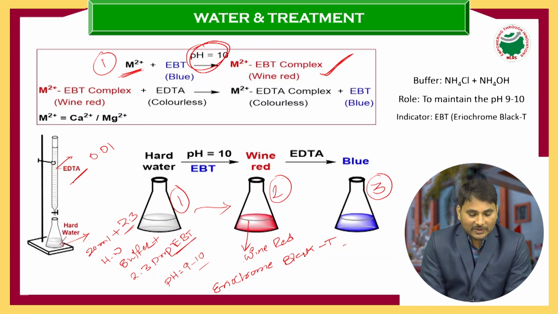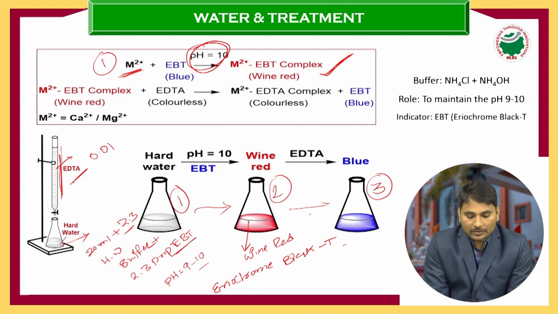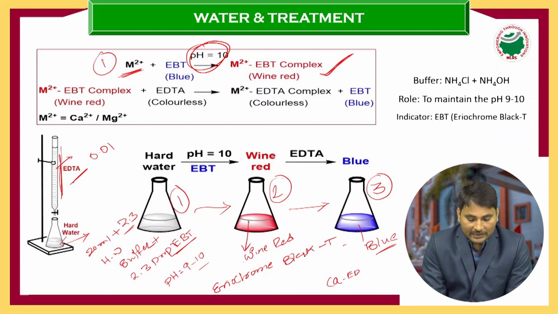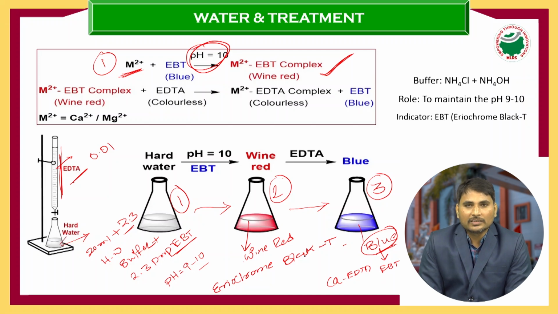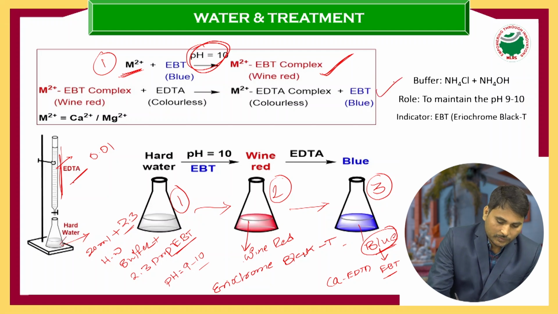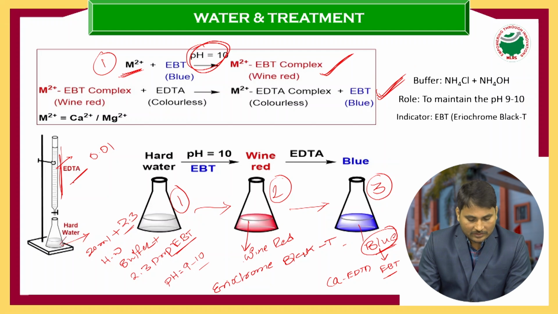And this metal containing EBT is titrated against the burette containing EDTA solution. This wine red color turns to the blue color, but this blue color is not due to the metal containing EDTA. The blue color is due to the free form of the EBT. That EBT is responsible for the blue color. These two steps, step 1 and step 2, are reaction 1 and reaction 2. These two reactions are behind the complexometric titration method.